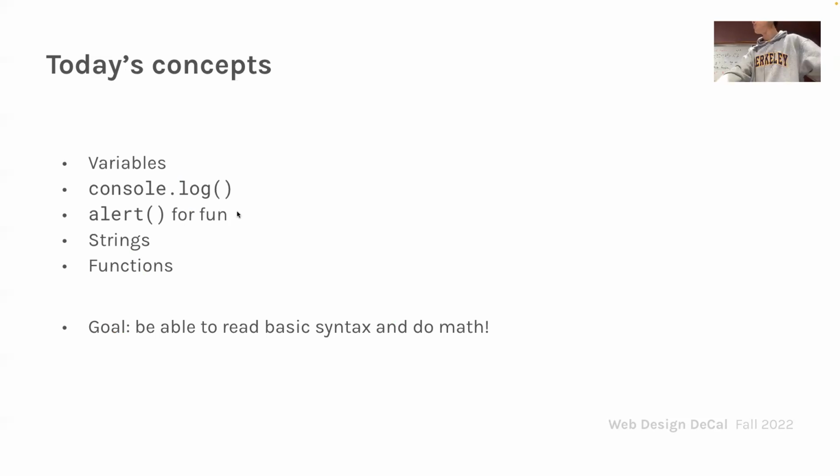Strings are a data type that stores text. So variables can be strings. And lastly, functions. Functions are kind of like the meat of JavaScript. It's where we get to define the behavior that we want for whatever feature we want. We will definitely spend a lot of time on that. At the end of this, hopefully we'll be able to read the syntax of JavaScript, understand what each part does, and then do math.